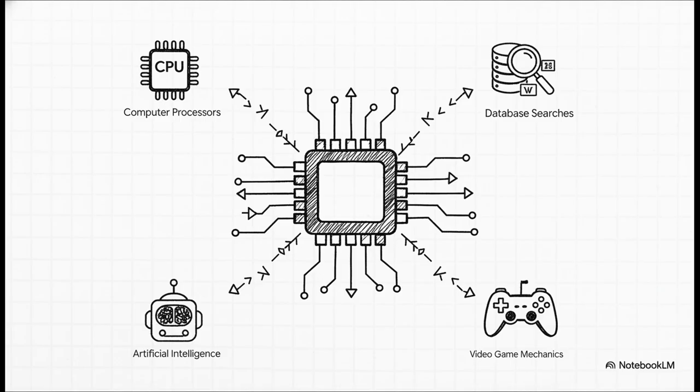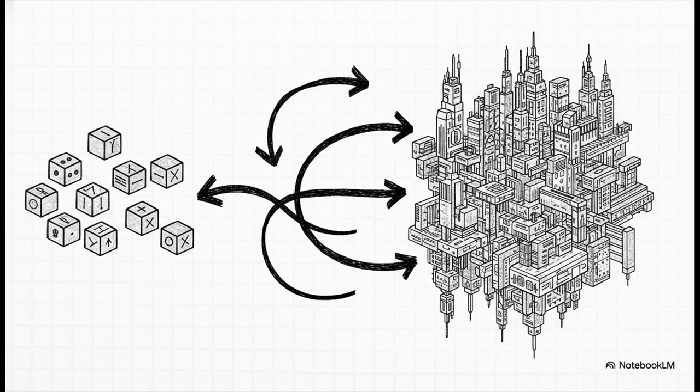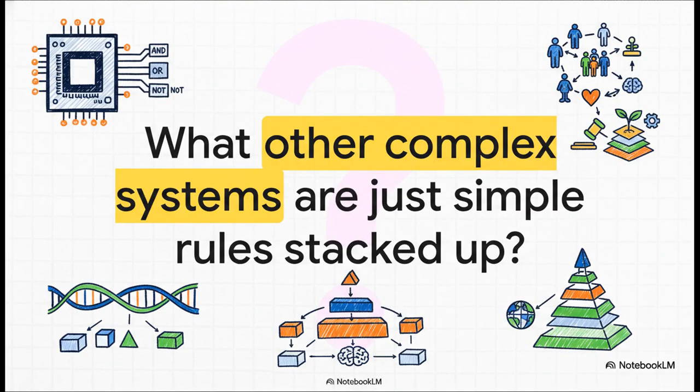They are the fundamental building blocks that power literally everything, from the processor in your computer, to how a database finds information, to how AI makes decisions, and even the mechanics inside a video. So here's the big takeaway. By solving a table like this, you're learning the fundamental language that all modern digital technology speaks. Every single complex system, every app, every device, it's all built from billions of these incredibly simple true or false decisions. And this all points to a much bigger idea.